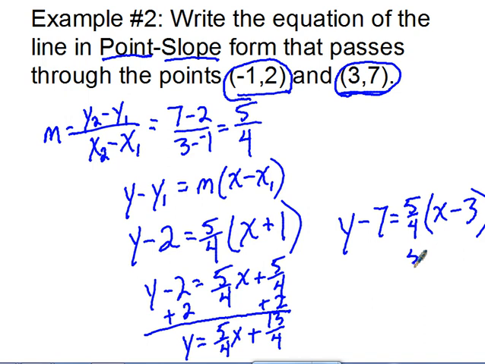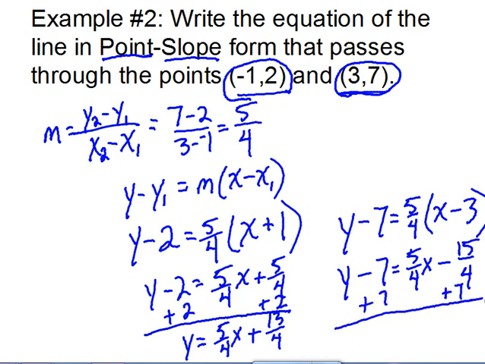Similarly on this side, 5/4 x, and here we're going to have minus 15/4, and y minus 7 will equal this one, adding 7 to both sides. Now 7 would be 28/4. 28 plus negative 15 would be 13/4. So y equals 5/4 x plus 13/4. Notice that both of these equations gave me the exact same equivalent slope-intercept form.